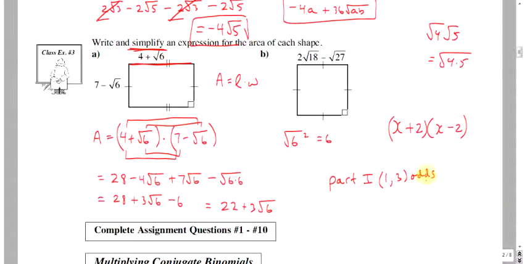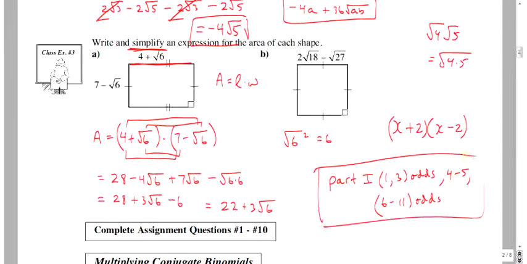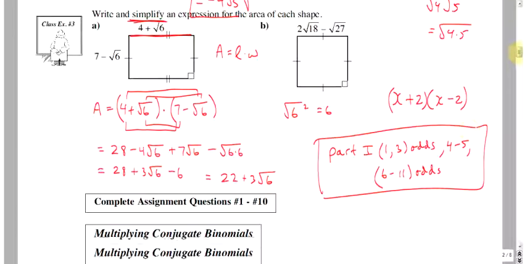One and 3 odds. All of us know what odds mean, right? There's no new students in here. A, C, E, right? Every second letter. 4 to 5 and 6 to 11 odds. And again, quiz tomorrow, right? So if you're done, study.